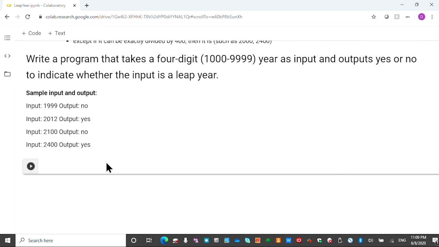So our first step, we will define a function, say leap year. We just say is leap year.